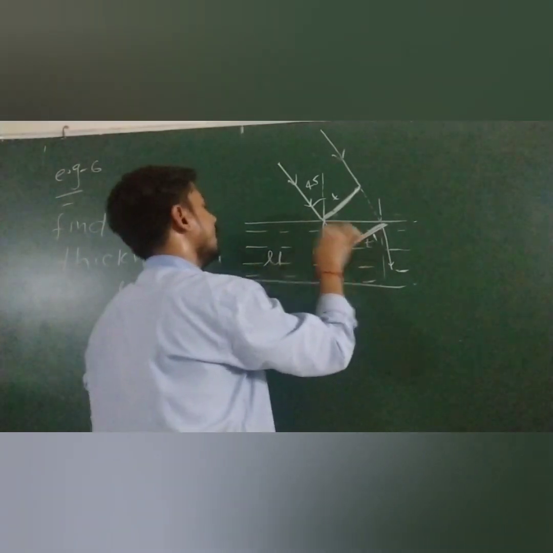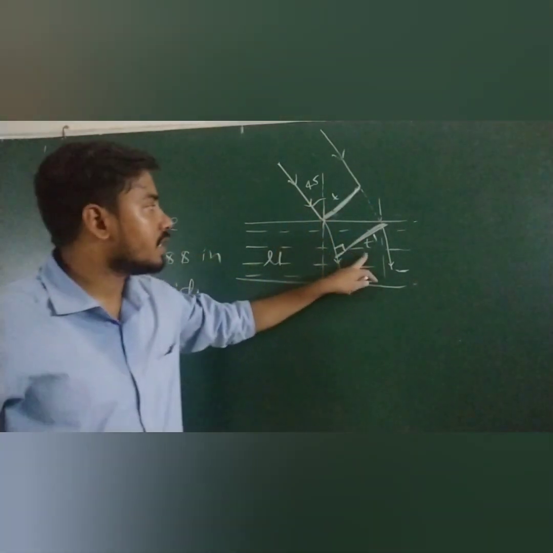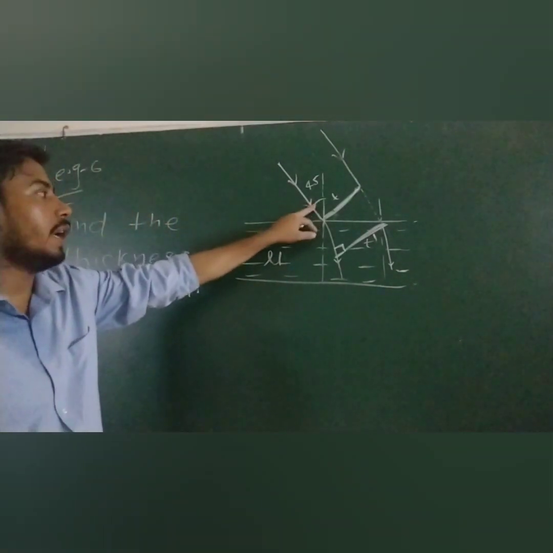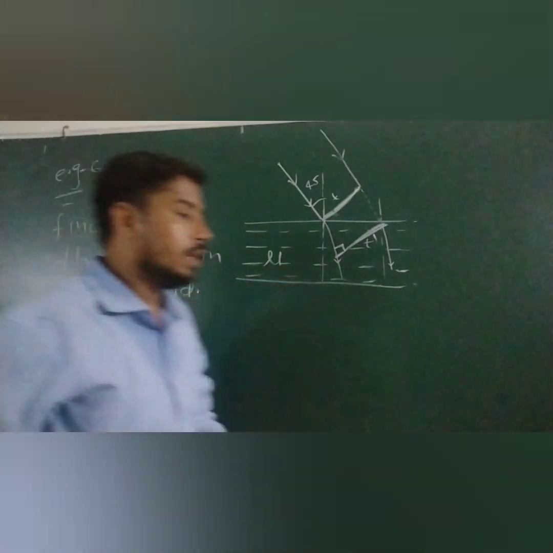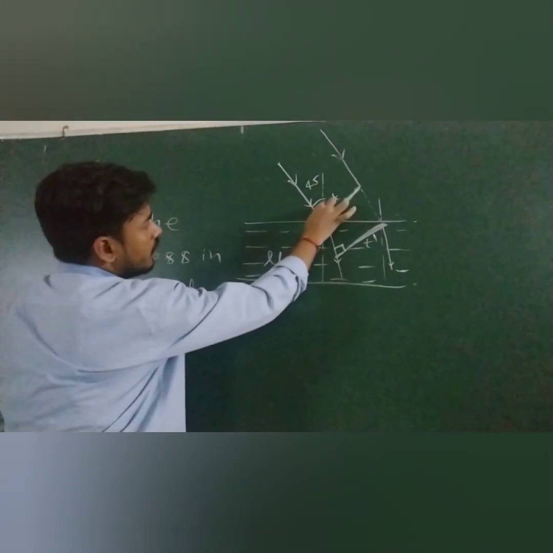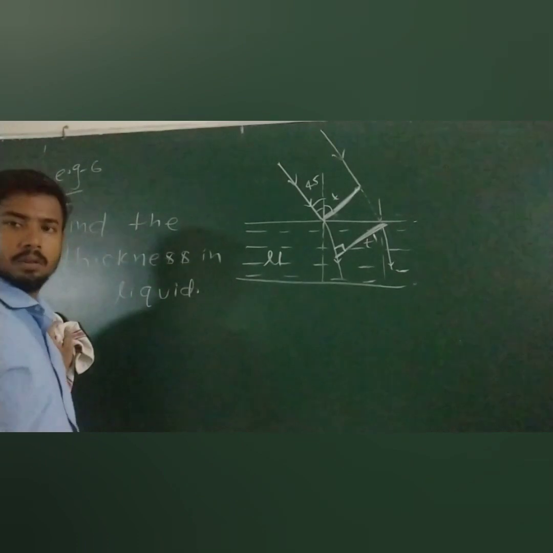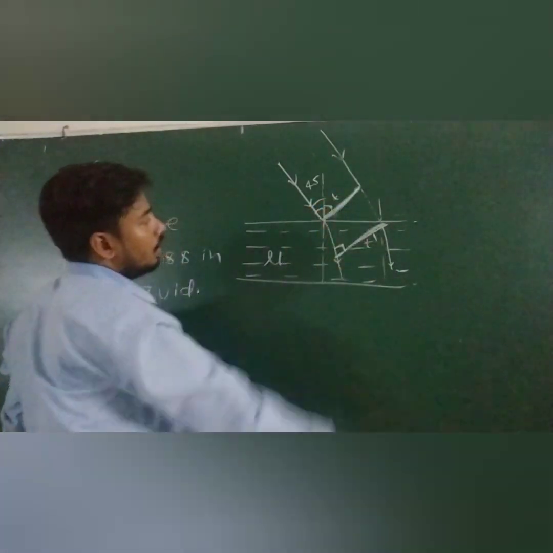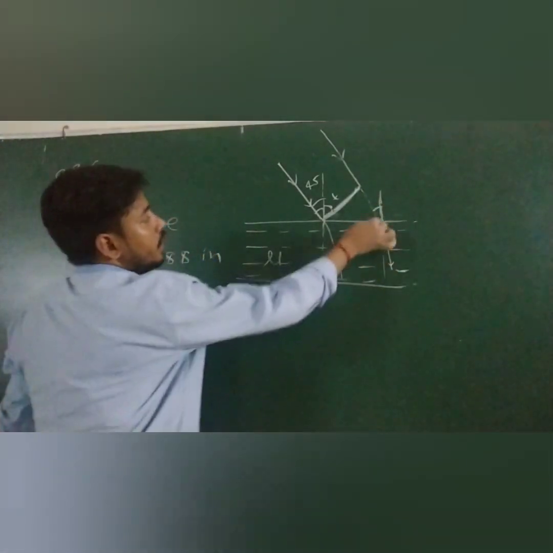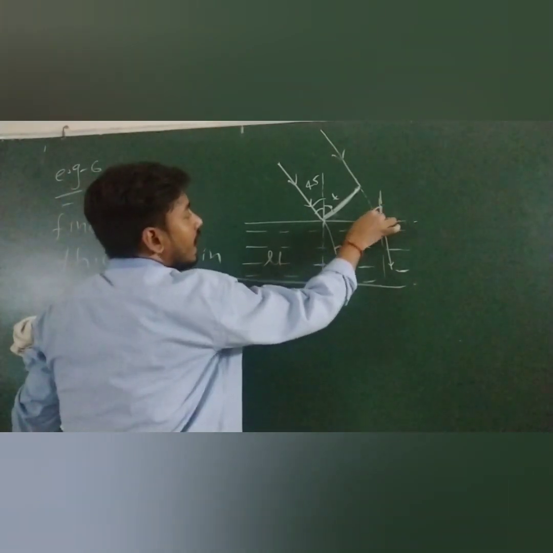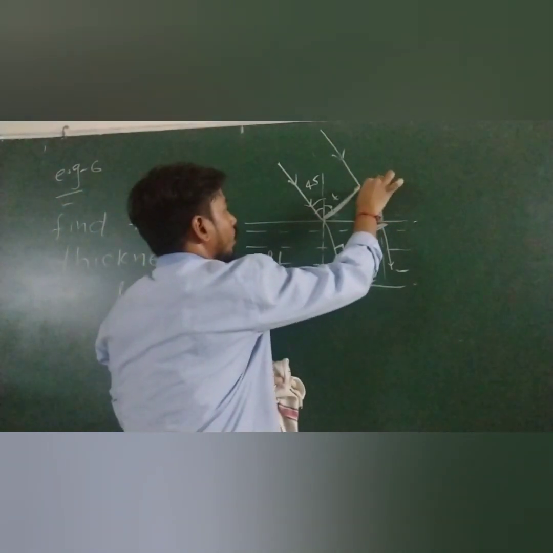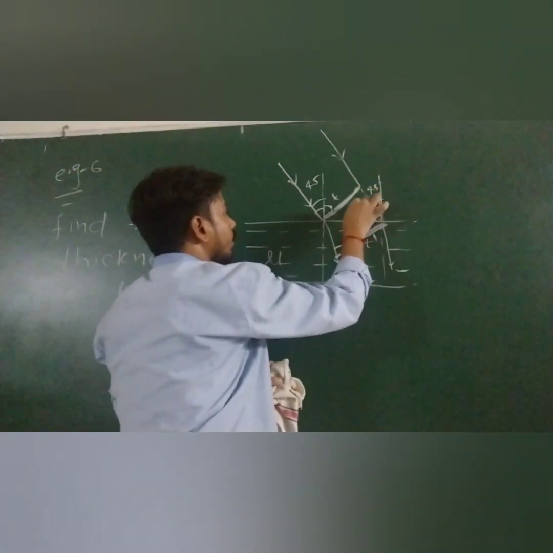Draw the perpendicular from here. So we have to find this T dash. It is given that this angle is 45 degrees, and the refractive index is mu. This angle is 45, so this is also 45. If you are not getting it, see here: this angle is 45, so this becomes also 45 because the total angle is 90 degrees. Done. This angle is 45, so this is also 45.